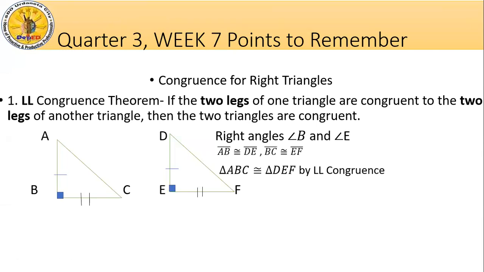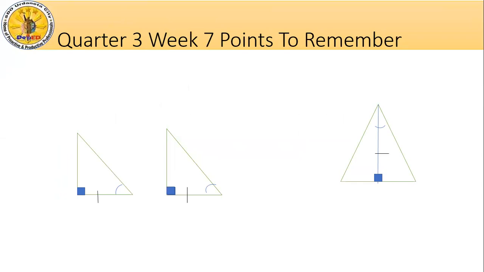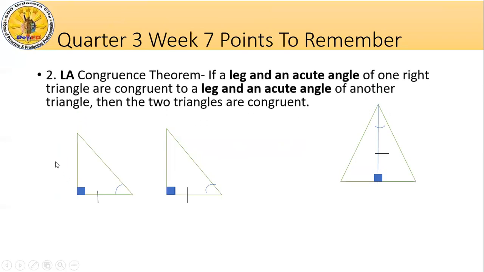We move on to number 2 congruence theorem. We have the LA congruence. L stands for leg and A stands for angle. If a leg and an acute angle of one right triangle are congruent to a leg and an acute angle of another triangle, then the two triangles are congruent. We have here two examples for you to understand.